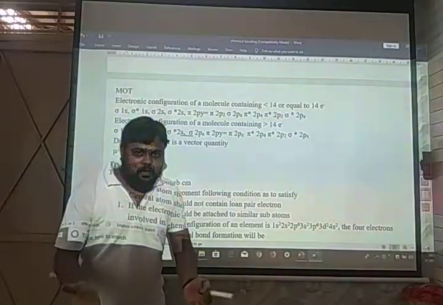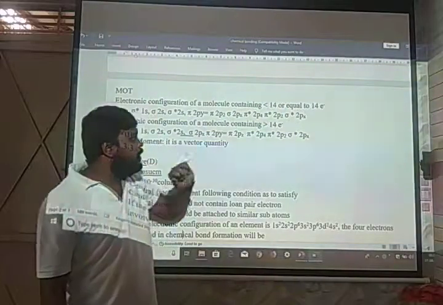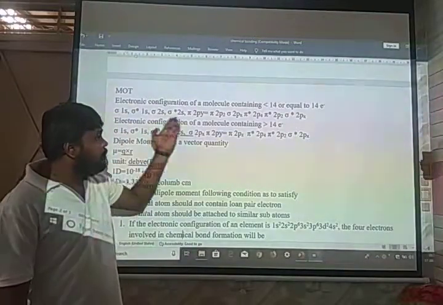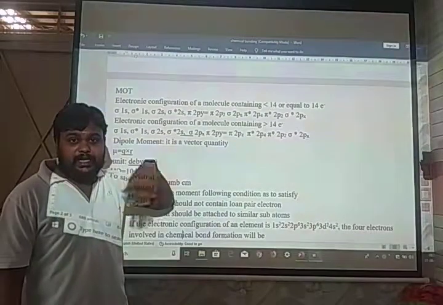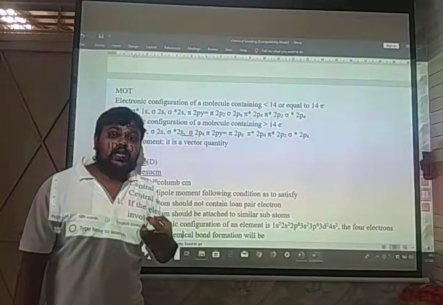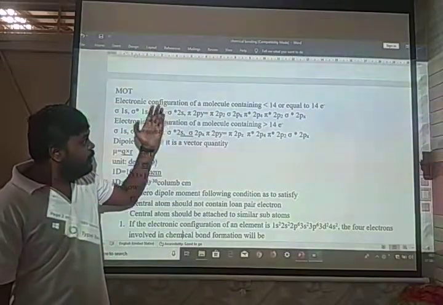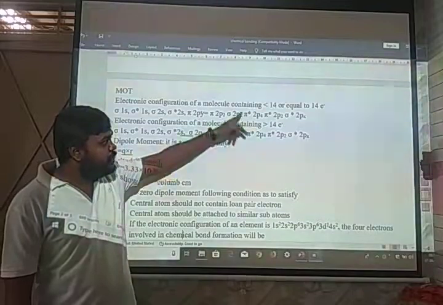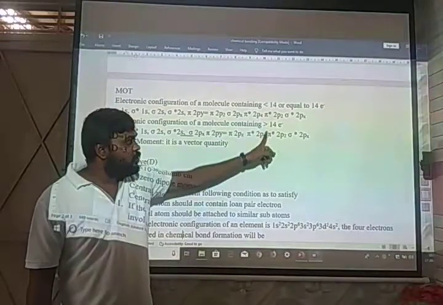So what I am going to tell you here is, for the molecule containing equal to 14 or less than 14, you have to write the electronic configuration of a molecule in this order. So these are nothing but molecular orbitals, in increasing order of their energy. In case of atoms, you are going to take atomic orbitals to write the electronic configuration. In case of molecules, you are going to take molecular orbitals to write the electronic configuration. That's all. But here we have two different types of electronic configuration. One is equal to 14 or less than 14 electrons. One is more than 14 electrons.